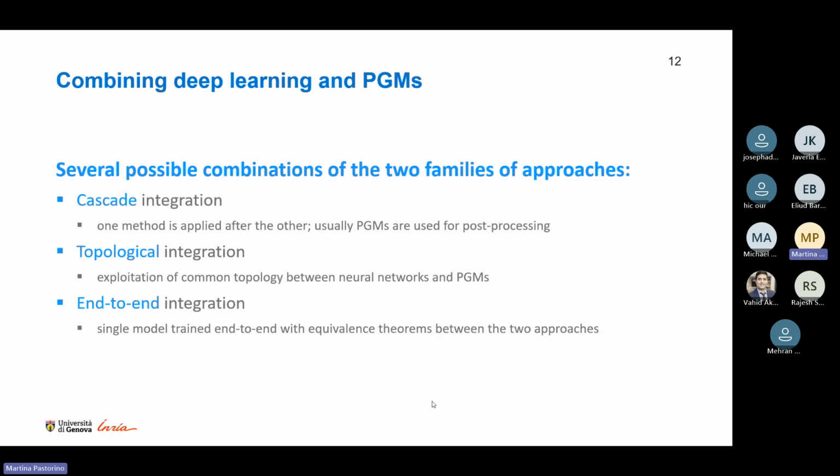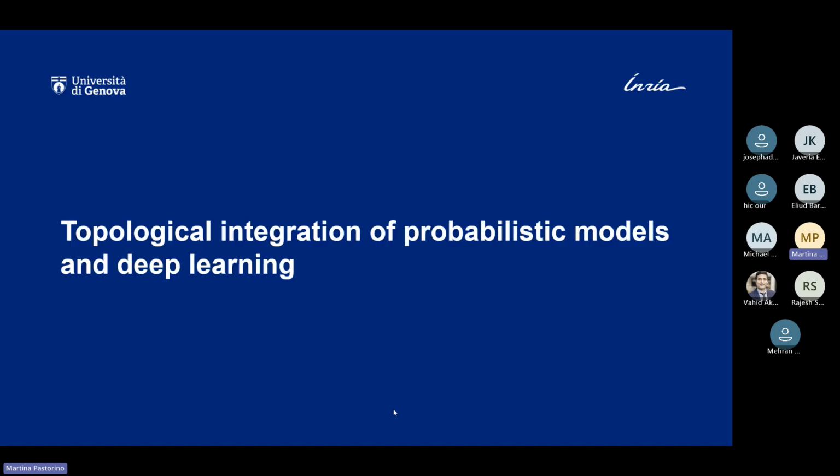So we can have a cascade integration where one method is applied after the other. Usually PGMs are used in post-processing, as I just said. We can have a topological integration, which tries to exploit the common topology between neural networks and PGMs. And then we can have end-to-end integration, where a single model is trained end-to-end with some equivalence theorems between the two approaches. In this presentation, I will mainly focus on the second part. So we're going to discuss topological integration of probabilistic models and deep learning.